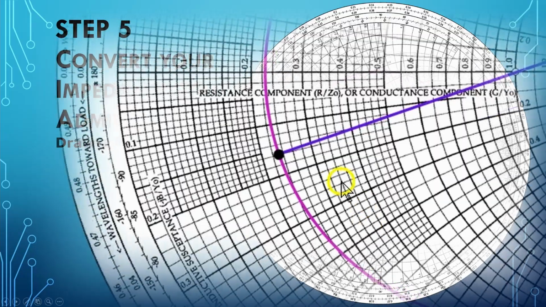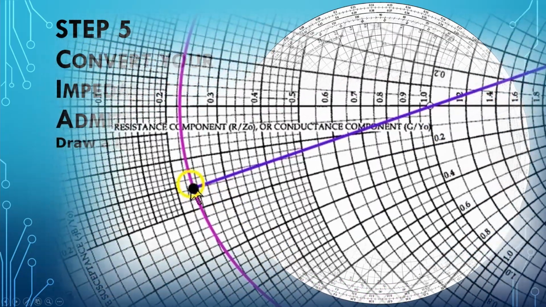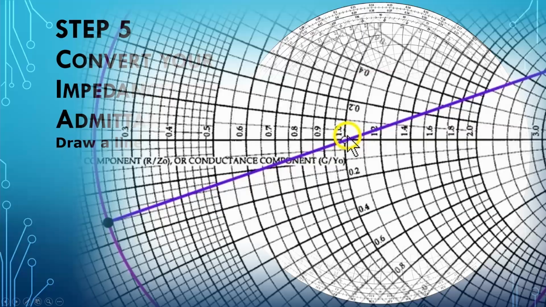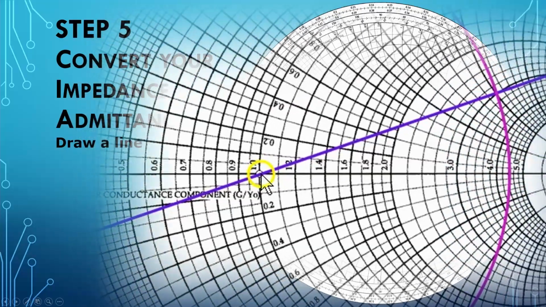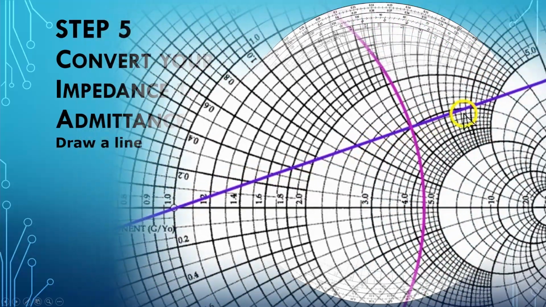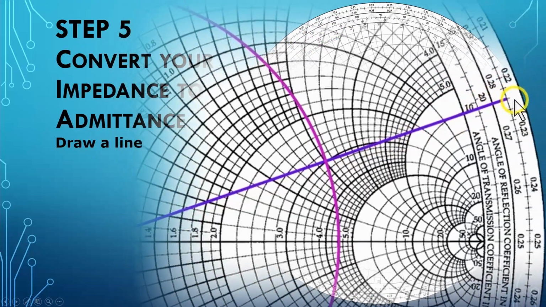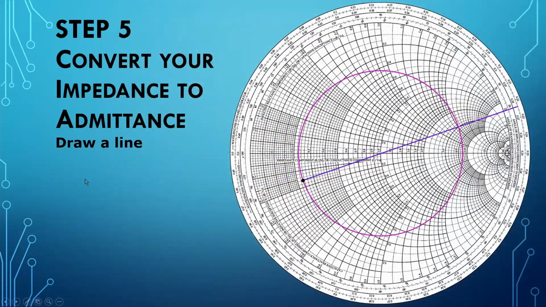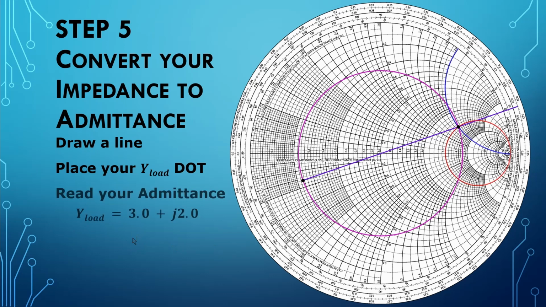To do this, we draw a line starting here at our impedance. We proceed through the center and continue all the way through to the outer edge over here. The next step is to put a dot where this line crosses the SWR circle. It is exactly at this spot that our admittance lay. So now we read the admittance from that dot.